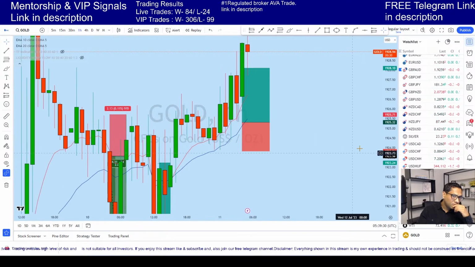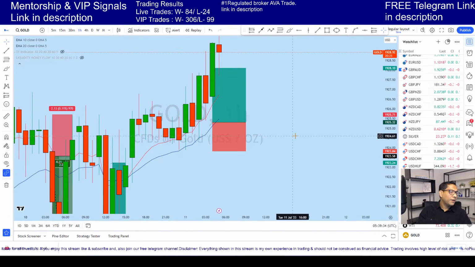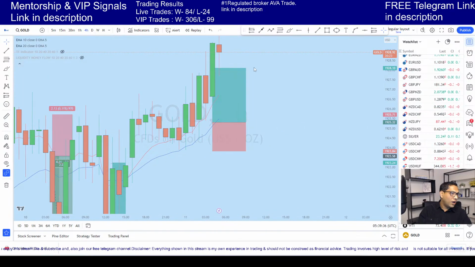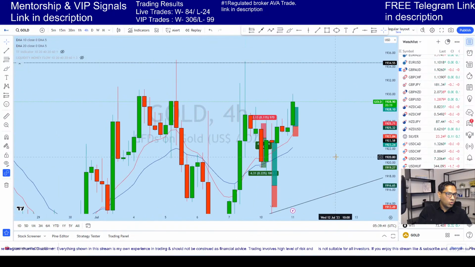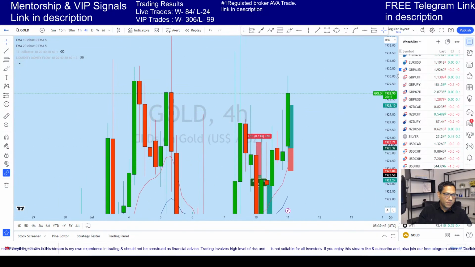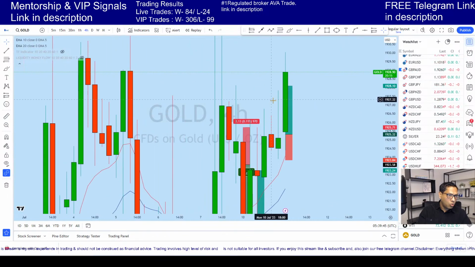Now this is where you can see the 1925 level. This is where we saw a 4-hour candle. When this 4-hour candle was closing, the price formed this long wick doji.